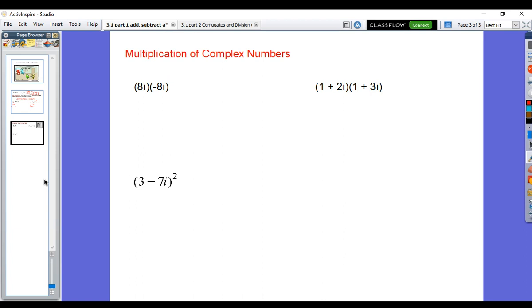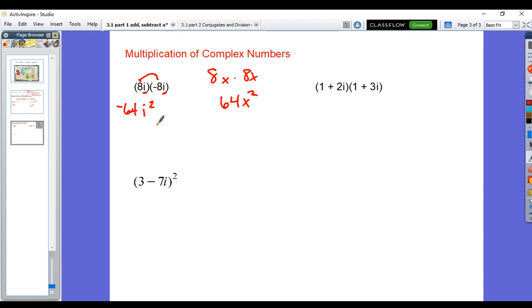Now let's look at the multiplication side of this. Not as bad. Multiplication of complex numbers is very simple. We still do numbers like normal. So let's look at something more familiar. 8x times 8x. If you're multiplying those, you get 64x squared, right? Well, these work the same way. 8 times -8 gives us -64. And then i times i gives us an i squared.